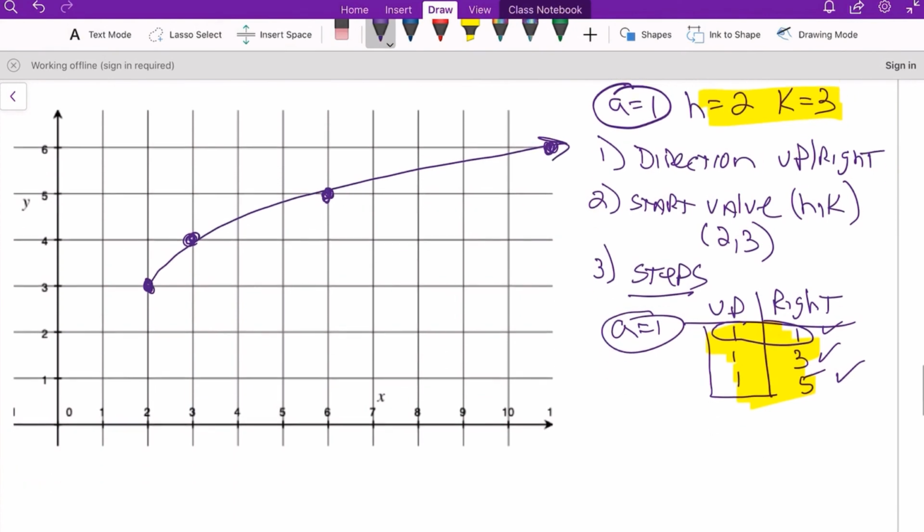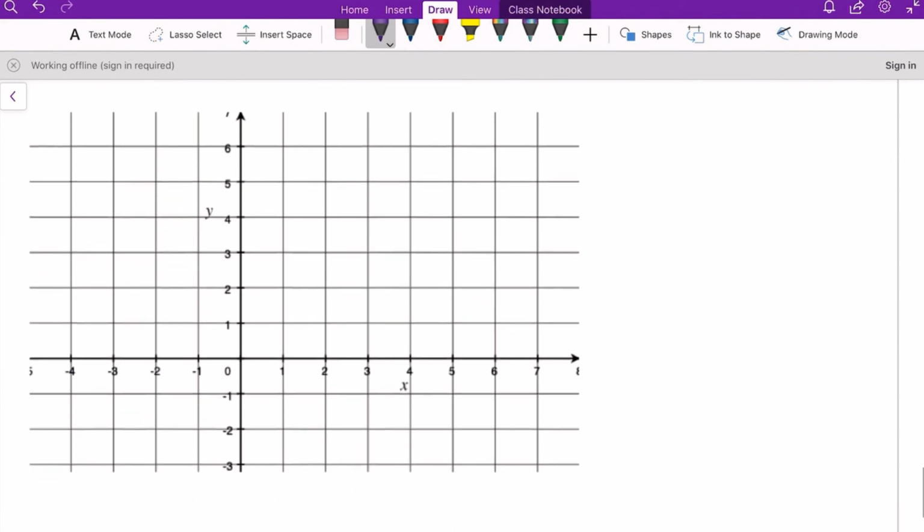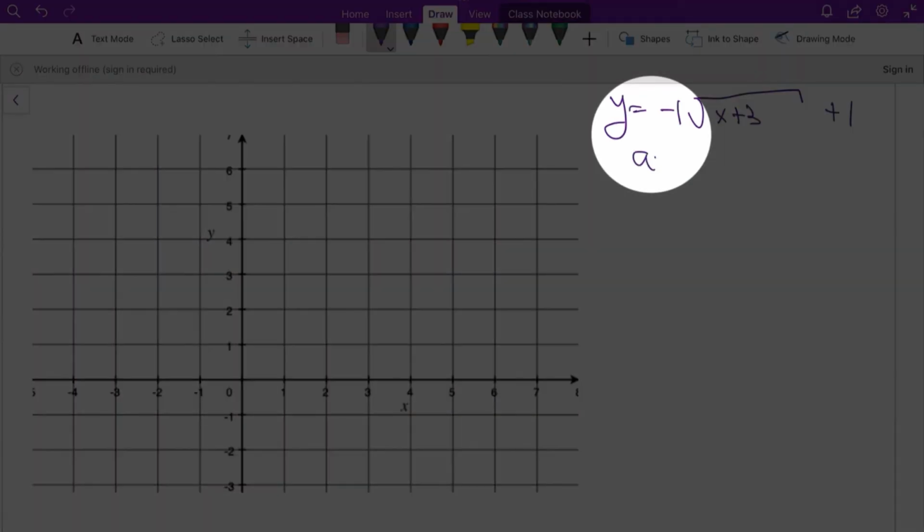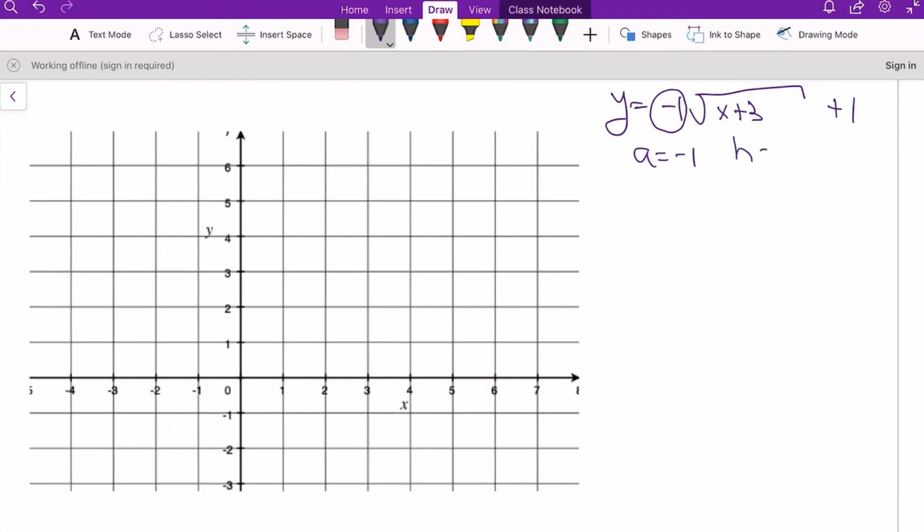All right, let's move on to one more. Let's do one where it's actually going to be reflected. Let's graph y equals negative square root of x plus 3 plus 1. This time my a term is negative 1. It's right here. My h, again, we're going to take this out. It's positive, so it's going to come out as a negative. And then here is my k, so k will be 1.